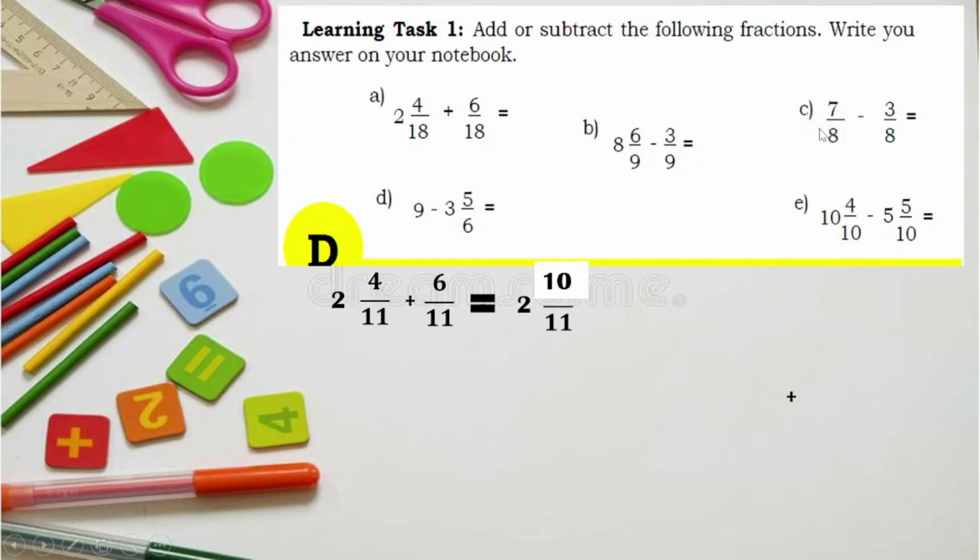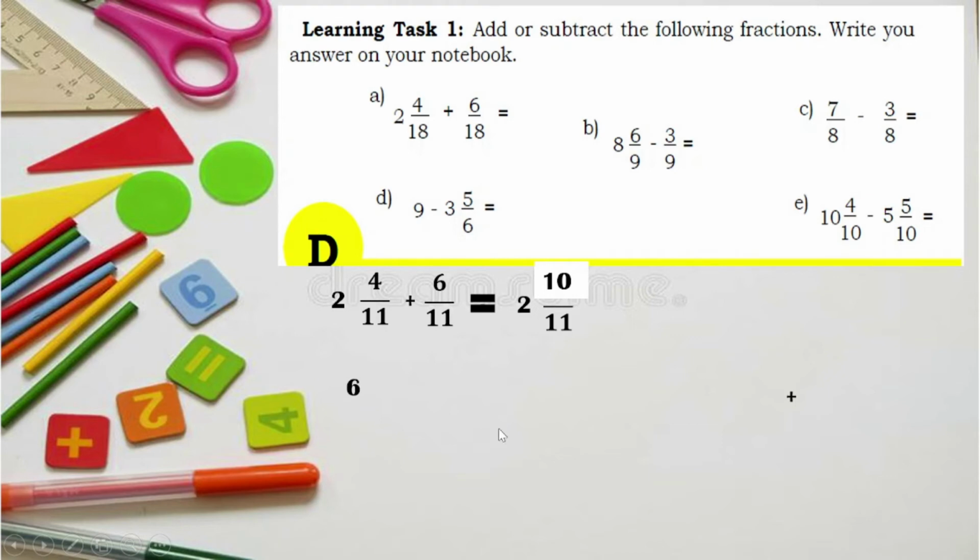Letter C, yan, subtract din. Subtract yung numerator and copy the denominator. Hindi nyo nagagawin yung ginawa ko kanina kasi they have the same denominator, right? Sa letter D naman, ayan, 9 minus 3 and 5 over 6. So, paano kaya mag-subtract ng whole number sa mixed fraction? So, gumawa ako dito ng example para sa letter D.